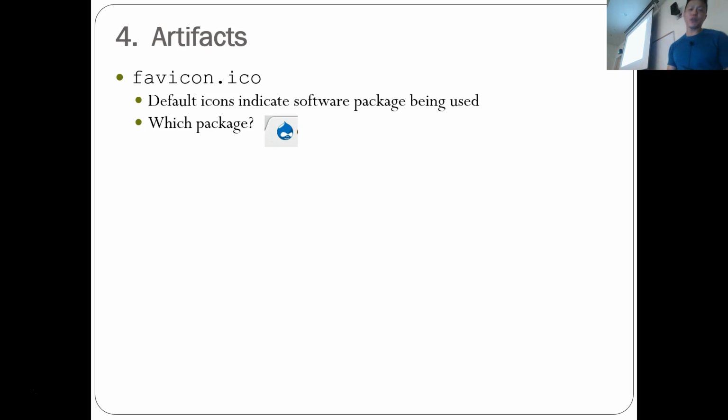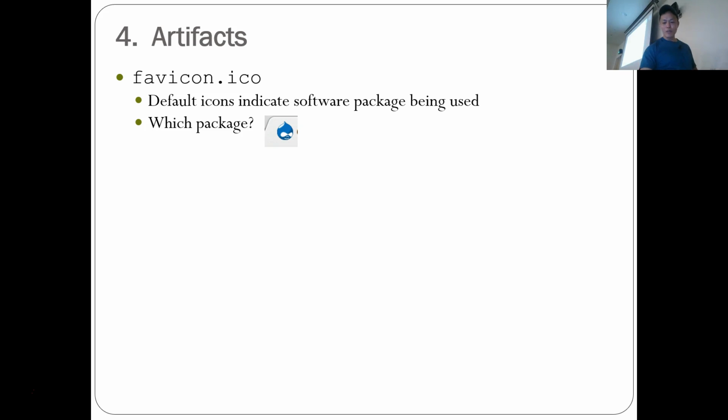Another thing you can do is look for artifacts, not necessarily in the source tree, but things like this. Favicon.ico is the thing that shows up in your browser as the icon for that site. In that tab, you see that icon. What is this site running? If you know your icons, this is Drupal's icon, yep.